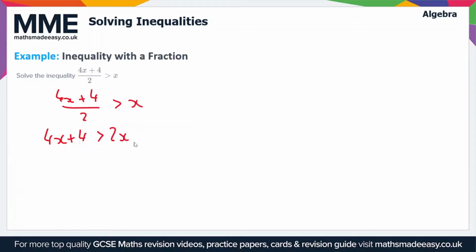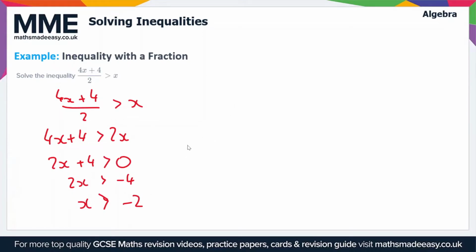And now we want to subtract 2x from both sides to get all the x's on their own. So we're going to get 2x + 4 is greater than 0. Now we want to subtract this +4 to get all the x's on their own. So we get 2x is greater than -4. And now we just divide both sides by 2 to get x is greater than -2. So this is our inequality, and this is now solved.